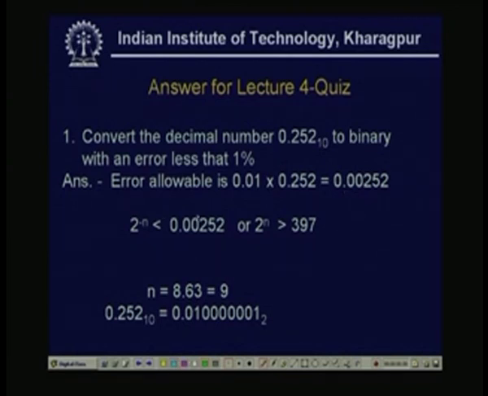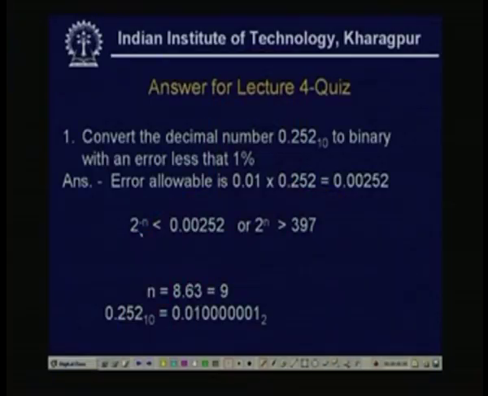Now, the truncation error: when we convert the decimal number to binary, up to what digit will we convert it? If it is up to n bits after the decimal point, then we know the error is 2 to the power minus n. Last lecture we discussed that. So this error should be less than the 1% error, which means 0.00252.